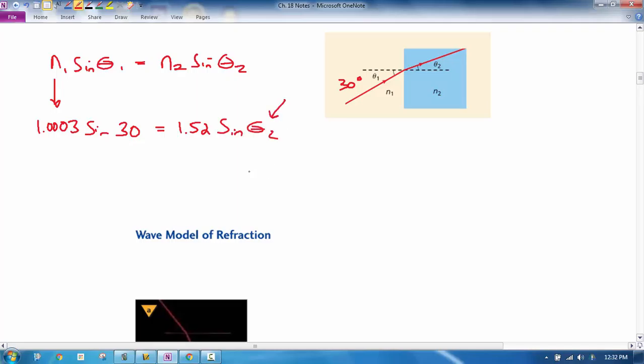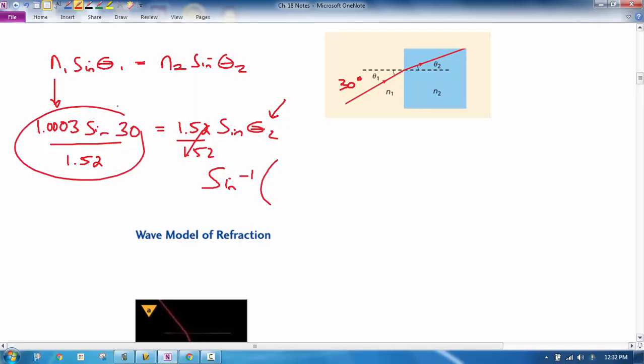Now what we're solving for is theta 2, so we would divide both sides by 1.52 and take the inverse sine of this number. I'll just write that like it is. And that gives us approximately 19.2 degrees. So this angle is smaller because light hits the glass and slows down and then bends to a smaller angle of about 19.2 degrees.